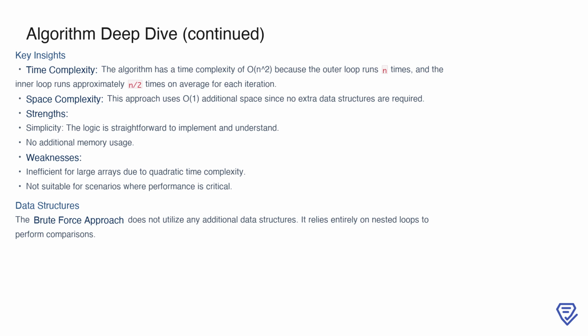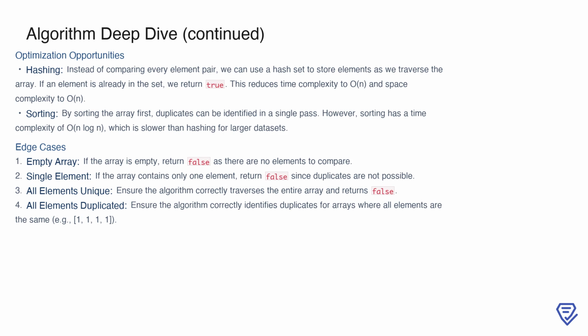In terms of space complexity, it is more favorable, requiring only O(1) additional space since no extra data structures are used. This simplicity is a key strength of the brute force method. It is easy to implement and understand while avoiding additional memory usage. However, its inefficiency for large arrays is a significant drawback, particularly in performance-critical scenarios. Overall, while the brute force approach can be useful in small-scale problems, its limitations become apparent as the input size increases. To improve efficiency, we can explore alternative methods.